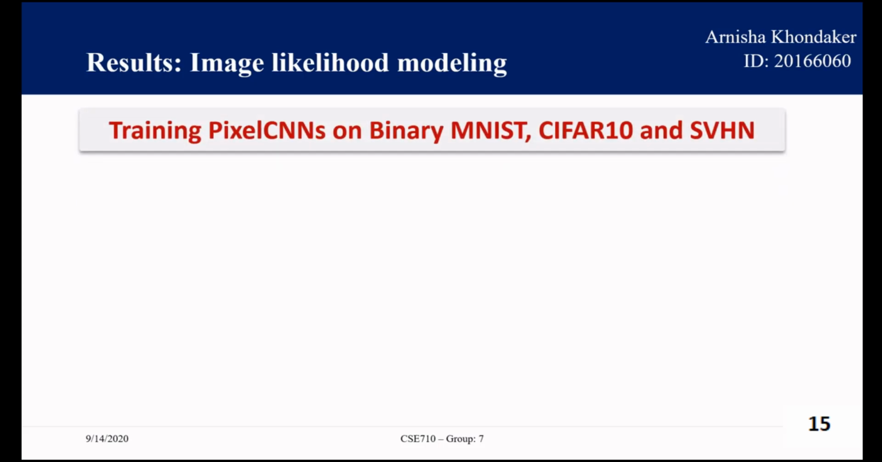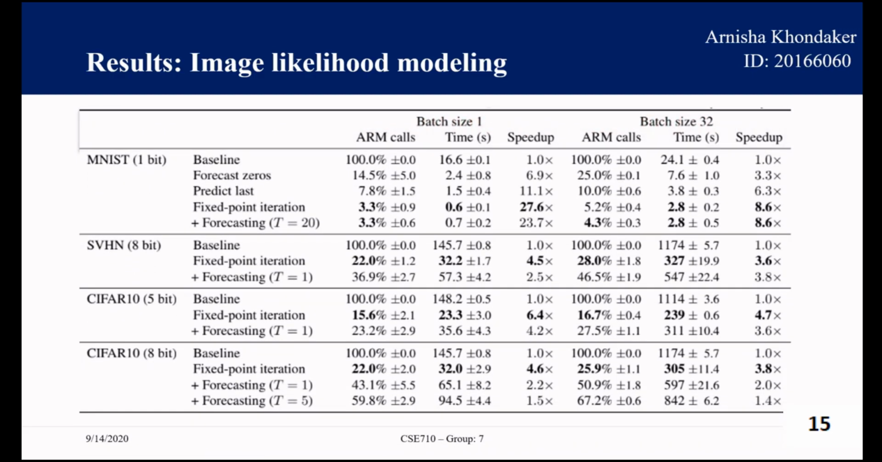PixelCNNs were trained on images from binary MNIST, CIFAR10, and SVHN. Results are reported in batch sizes 1 and 32. The baseline performance is given based on 1-by-1 sampling. For binary MNIST, the authors added 2 simple predictive sampling baselines, one that always forecasts zeros, which is the most common element in this dataset, and one that always repeats the last sampled value. We can see that fixed point iteration beats the baseline by a substantial margin.